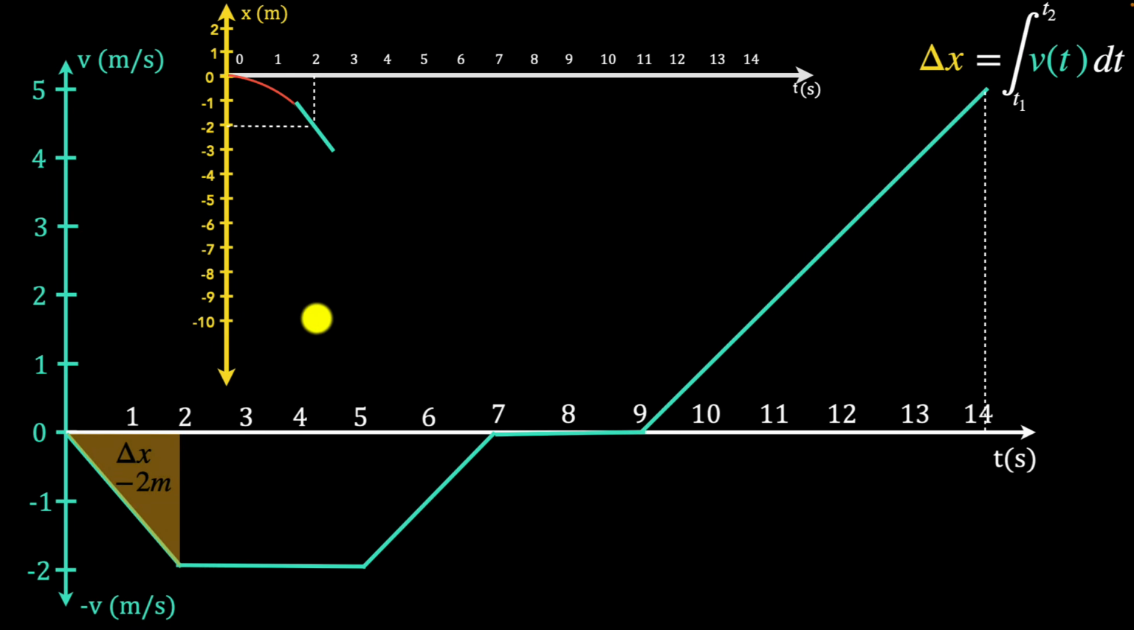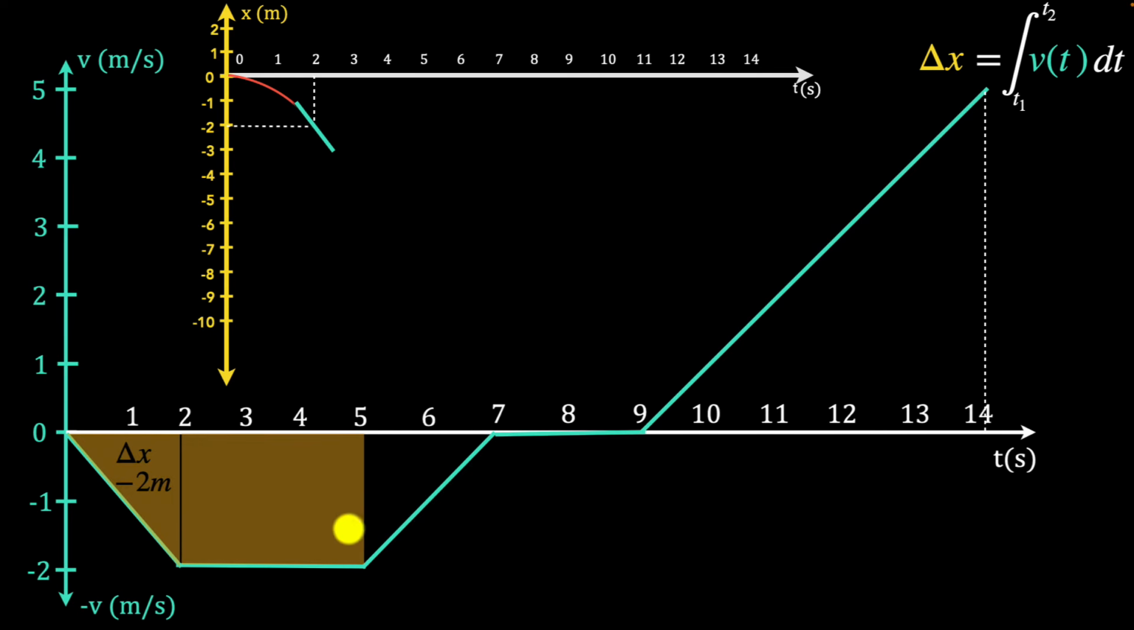Feel free to pause the video and think about what the graph looks like for the next 3 seconds, from 2 to 5 seconds, okay? Pause and think about it. All right, so I'm going to now calculate what the change in position from 2 to 5 seconds is. For that, we need to calculate the area, and that's a nice rectangle for us. So the area would be 3 times minus 2, that is minus 6. So the change in position is minus 6 meters. Position reduces by 6 meters further, okay?